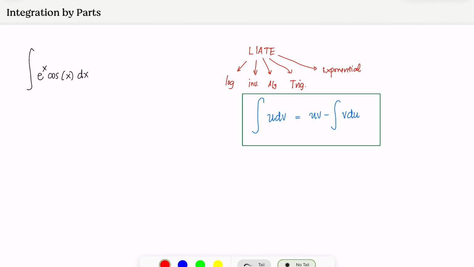And the next is the T, or the trigonometric. Upon inspection, we notice that we have a trigonometric term here, which is your cosine of x. So that is telling us that I'm going to set my u to be the cosine of x. So that's one order of business done. And we'll simply get the derivative of u. That, if you remember, is the negative sine of x.